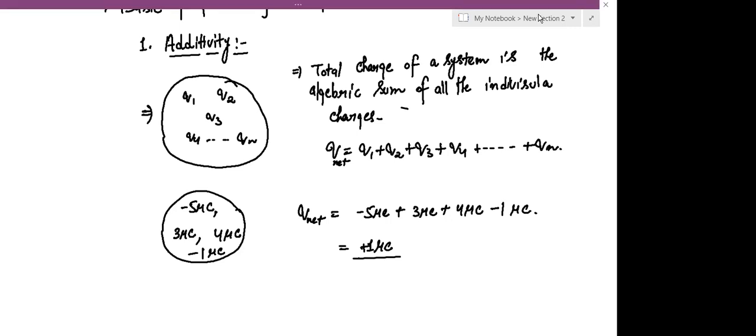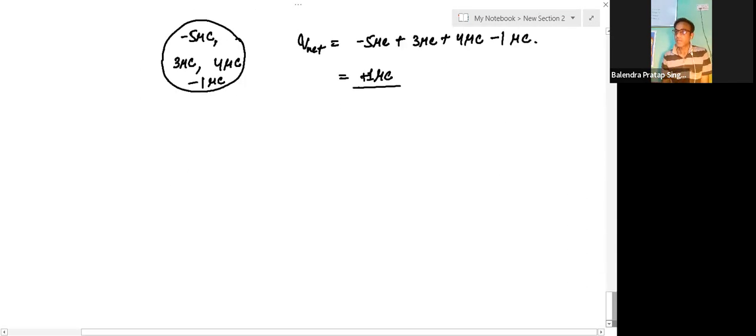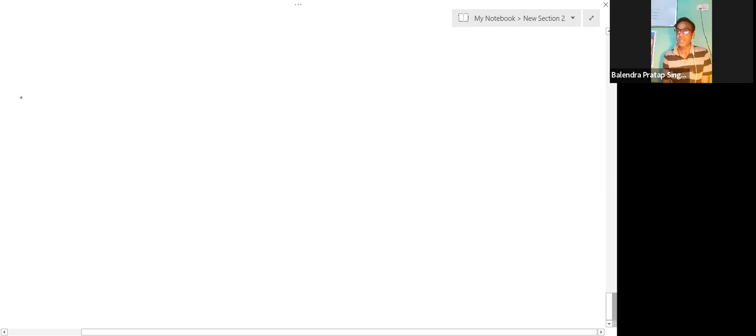Okay, so now let's move to the next property. The next property is quantization of charge.